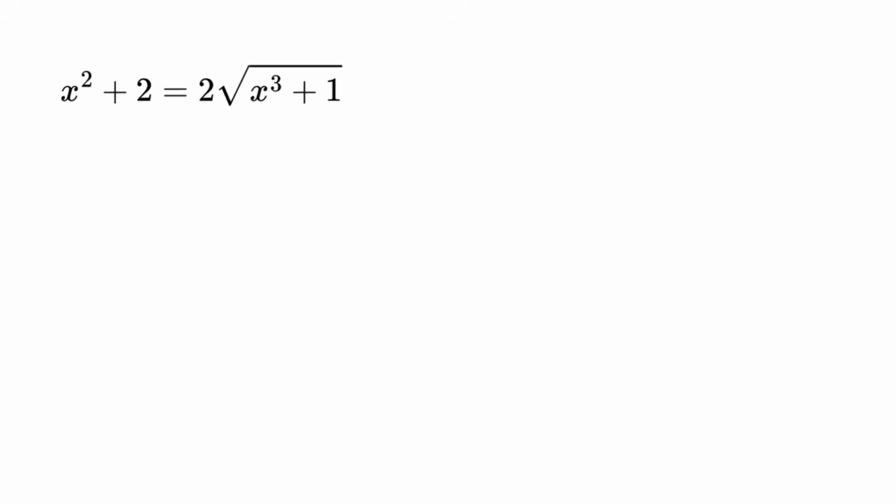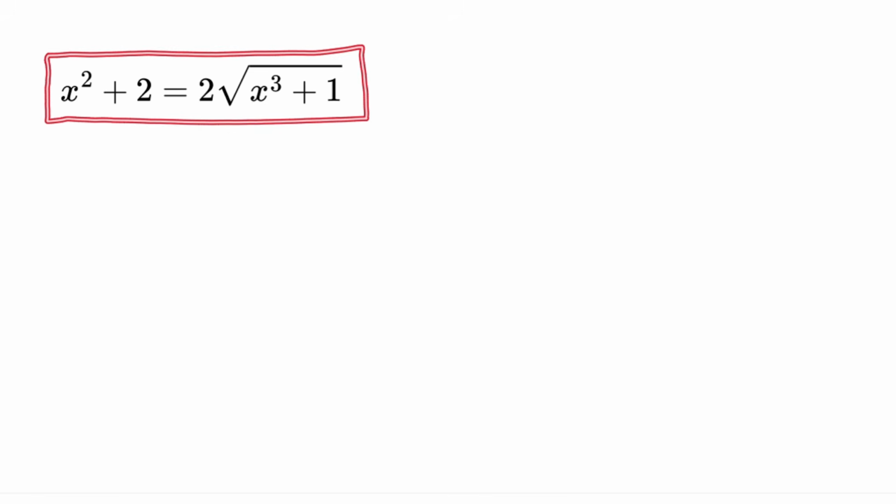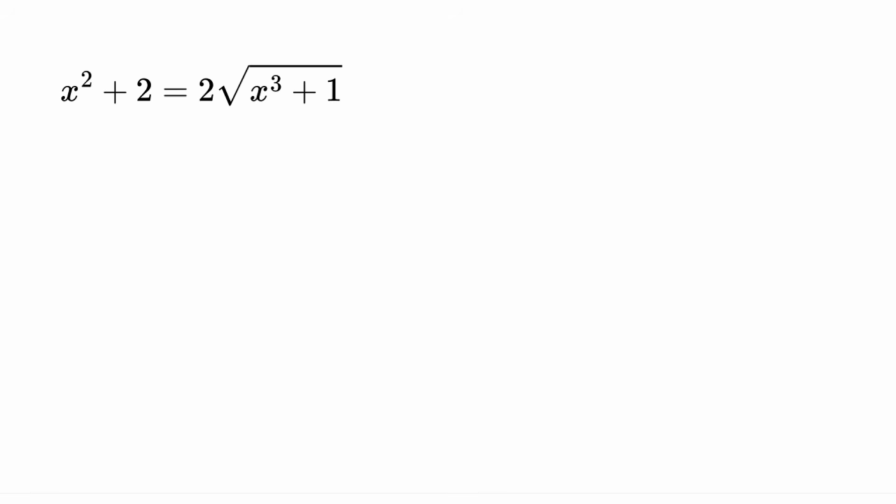Whether you are preparing for a competitive math exam or simply looking for a fun brain workout, this problem is a beautiful example of how a clever substitution can make a difficult equation surprisingly simple. Here is the equation we need to solve. x squared plus 2 equals 2 times the square root of the quantity x cubed plus 1. Our mission is to find every real value of x that satisfies this equation.